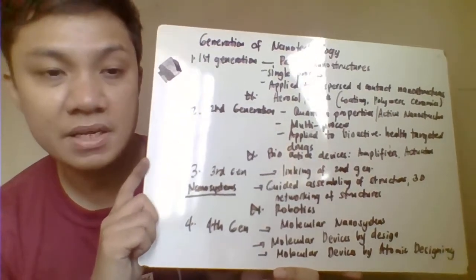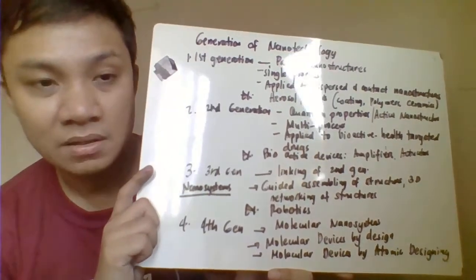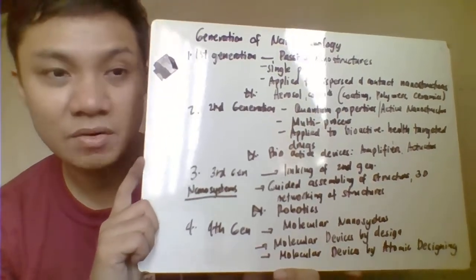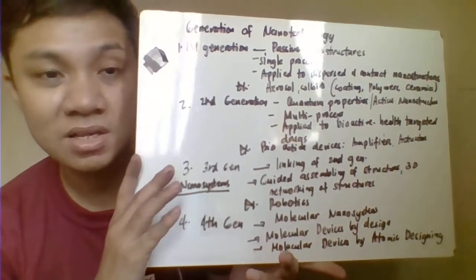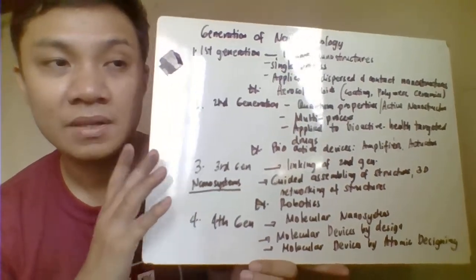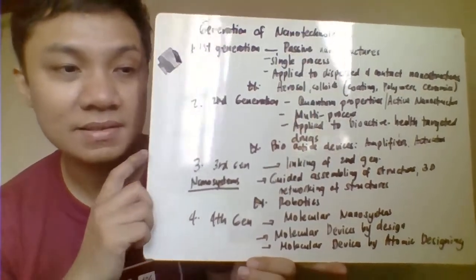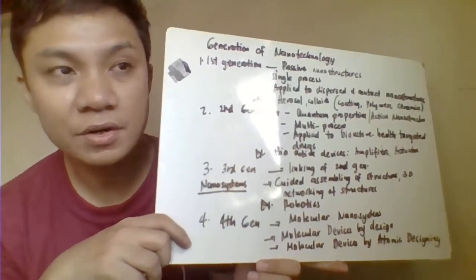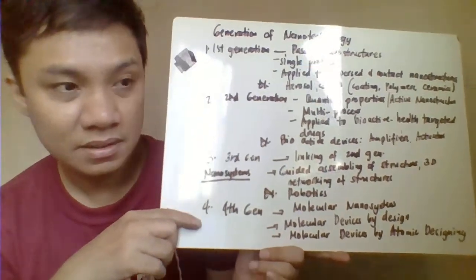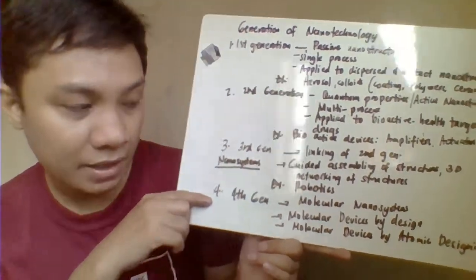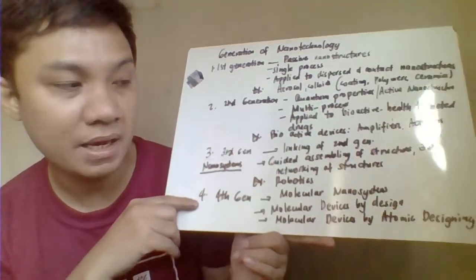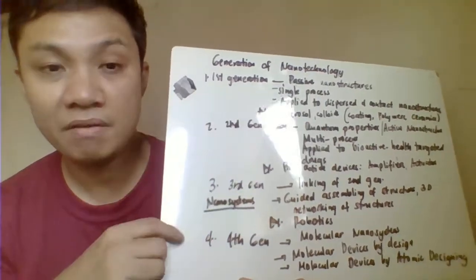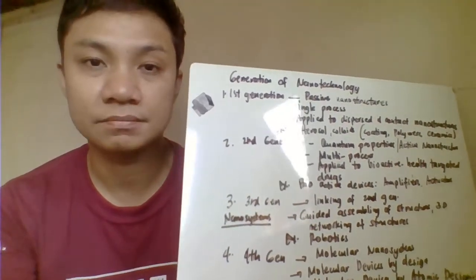The next one, the third generation, is your nanosystem. The third generation is produced by linking your second generation. So you try to link or assemble your second generation to form a three-dimensional structure or interface. So you can have already your robotic system. And the fourth generation is your molecular level nanosystems. So we have molecular assembly design, molecular devices by atomic designing. So this is much more sophisticated compared to the previous generations of nanotechnology.